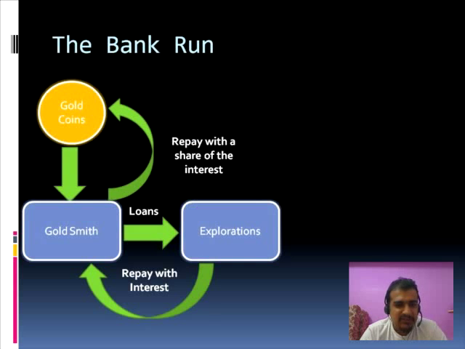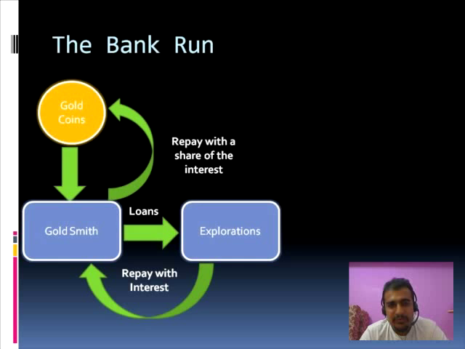Then what happened was something called a bank run. If I was a person who deposited gold with a goldsmith and I see this goldsmith becoming richer and richer, the first thing that comes to my head is, how the hell is this guy becoming rich? Unless of course he's starting to sell my gold and becoming wealthy.